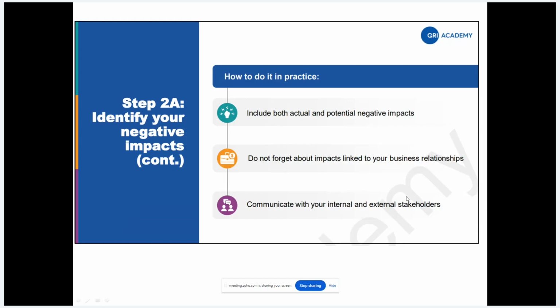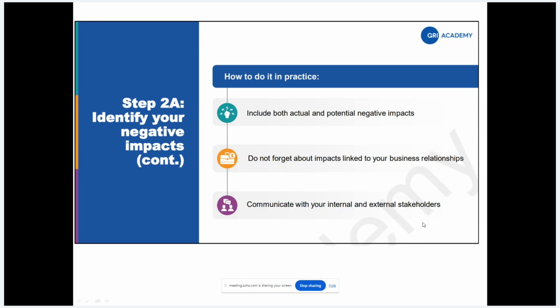How to do it in practice? It includes both actual and potential negative impacts. So actual, which are happening at present, and which can happen in future, both have to be included. Do not forget about impact linked to your business relationships. That means not only directly under you, you may be having business relations, tier 1 to 3 suppliers, your transporter, or whosoever is the entity you are engaging to conduct your business.